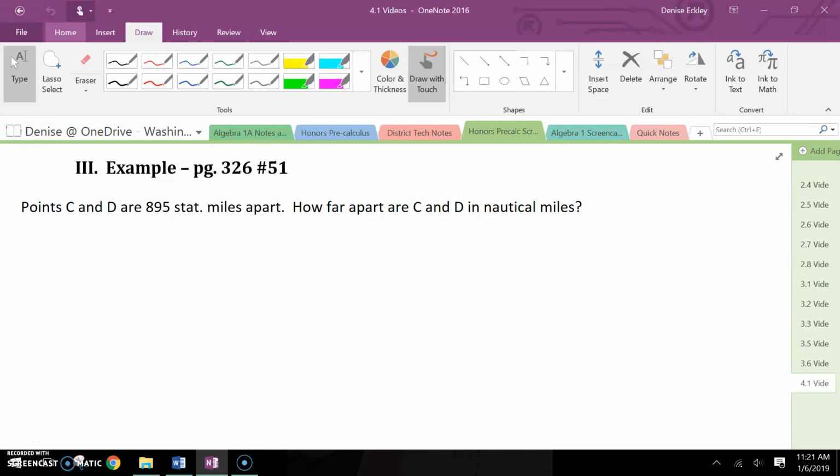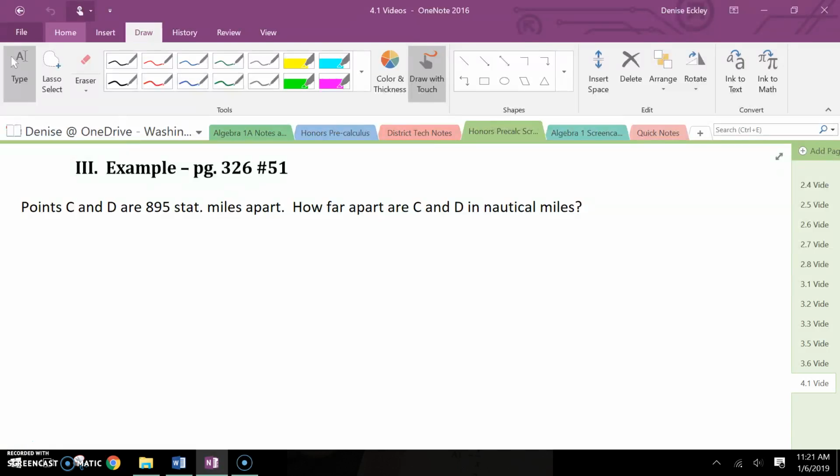Page 326, number 51, asks us to convert from statute miles to nautical miles. And we're just going to use a different conversion factor, the final one in this section. So we're going to take the fact that we know that points C and D are 895 statute miles apart and convert that into nautical miles.